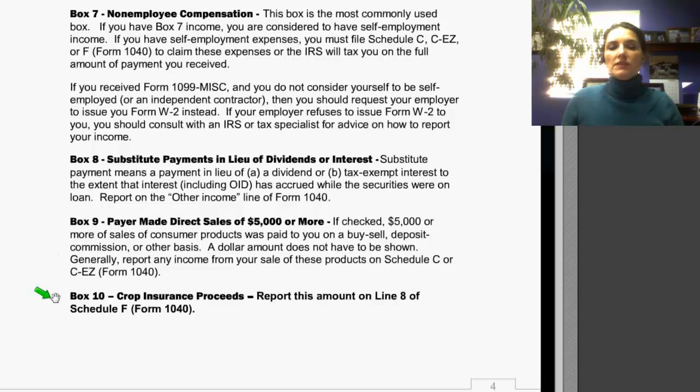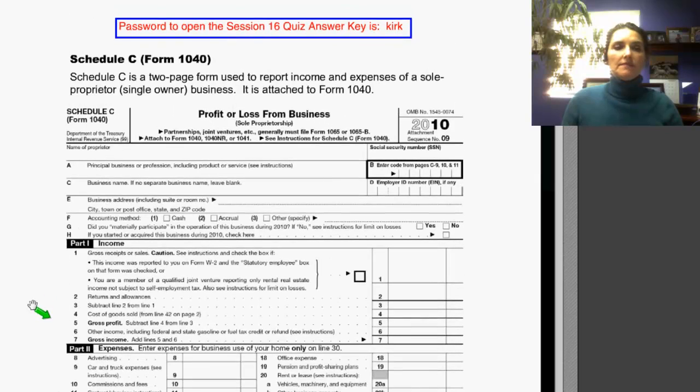Box 10, crop insurance proceeds. Report this amount on line 8 of Schedule F for farming.